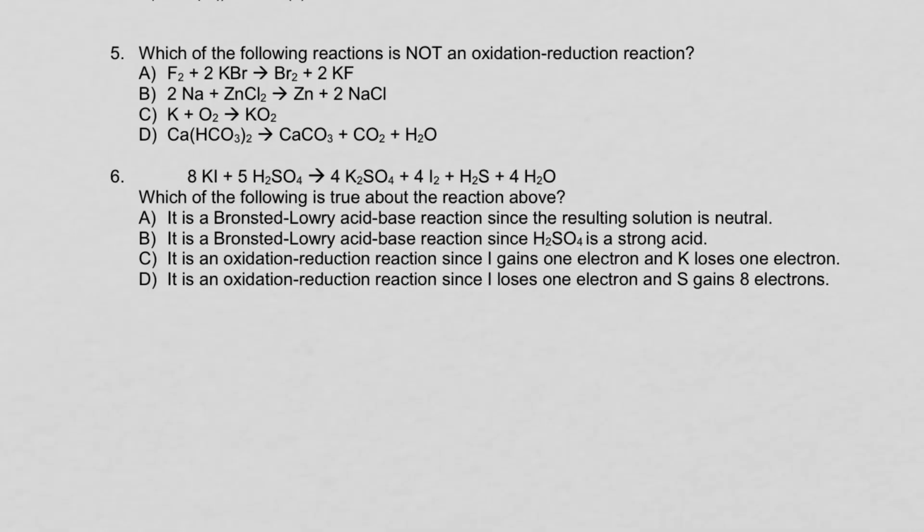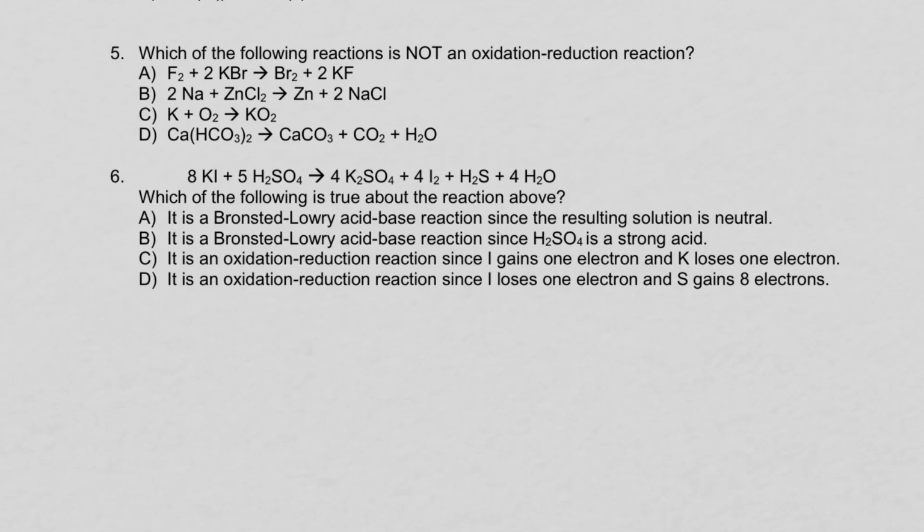In question 5, I think this is a good example of giving students an opportunity of being able to apply their knowledge of assigning oxidation numbers, recognizing that change in oxidation number, and then also being able to recognize when there is no change in oxidation number. So for which of the following is not an oxidation reduction reaction, you give them the clue of looking for an element. Obviously an element is going to have an oxidation number of 0.